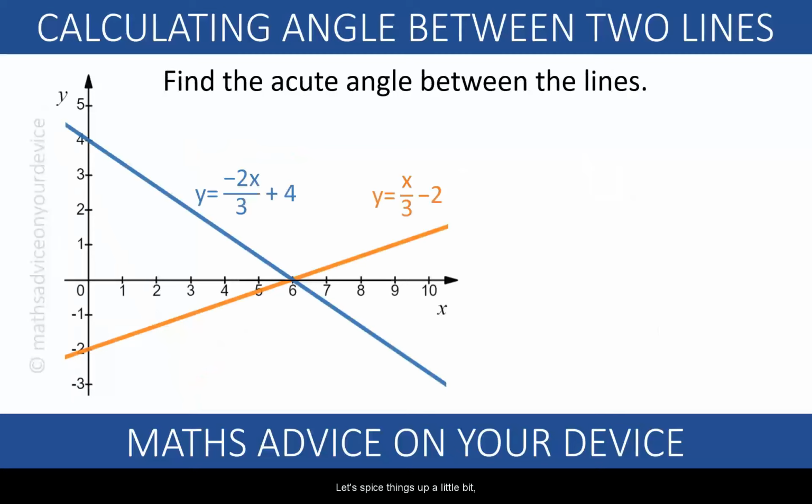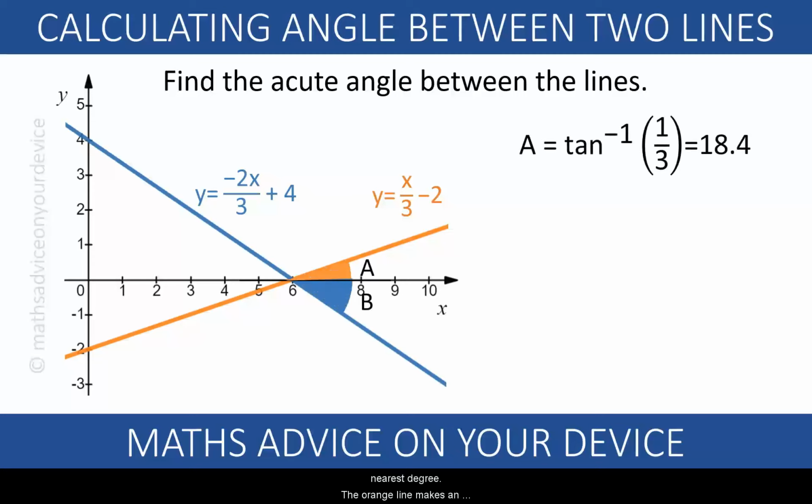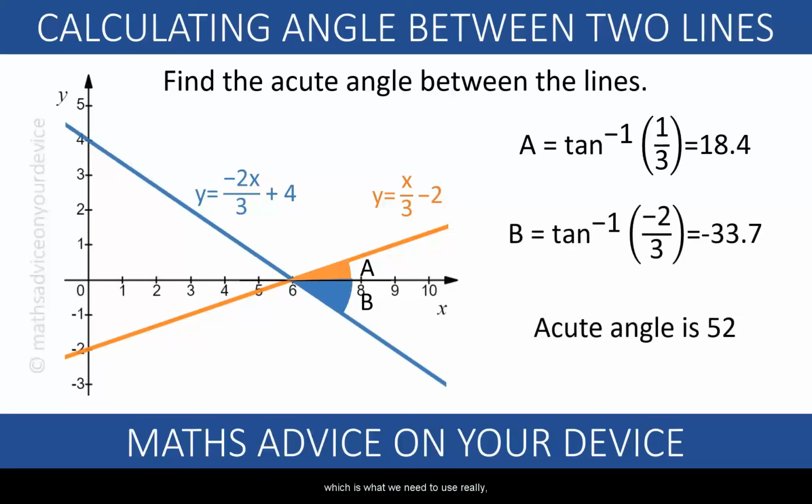Let's spice things up a little bit, shall we? Let's find the acute angle between these two lines. The orange line makes an angle of 18.4 and the blue line makes an angle of 33.7. Their absolute values, which is what we need to use really, add up to 52 degrees, which is the acute angle between the lines.